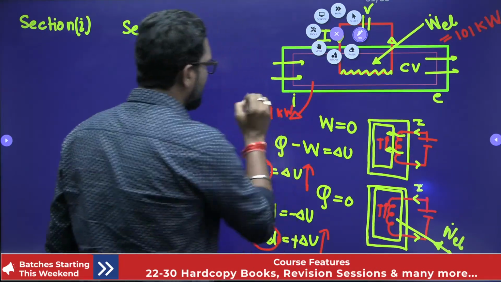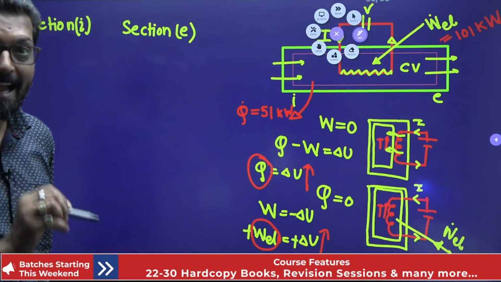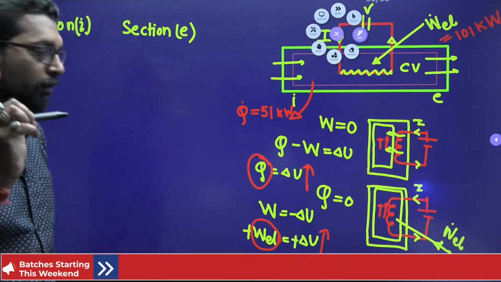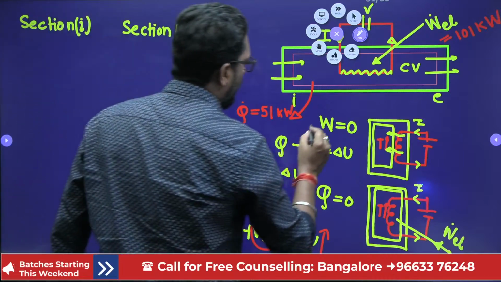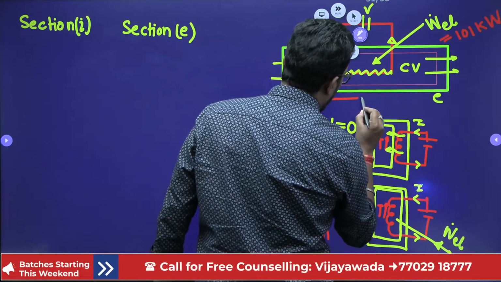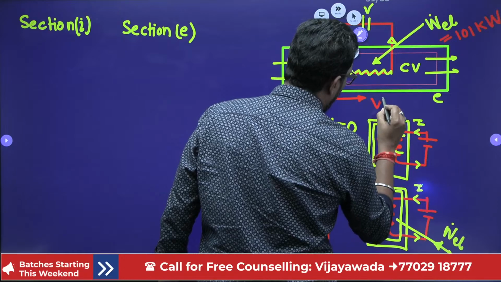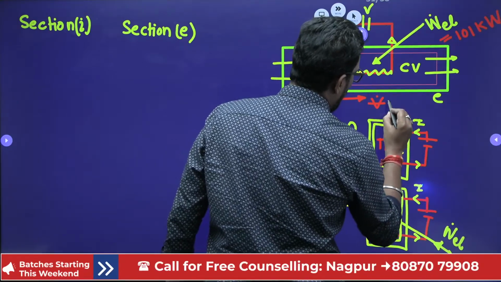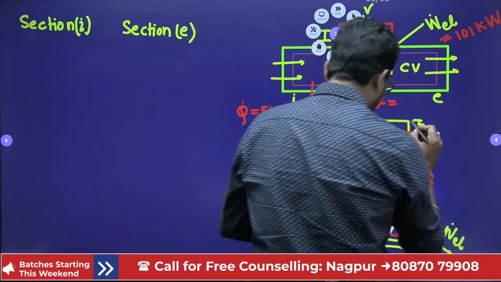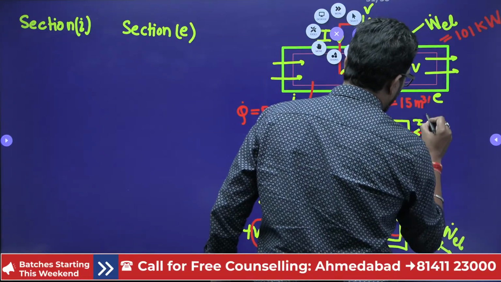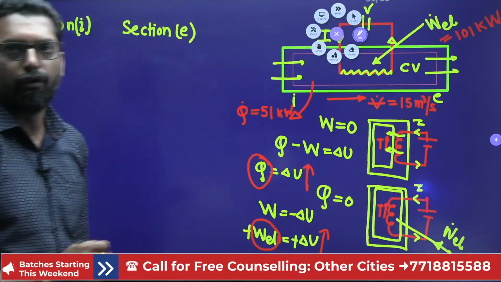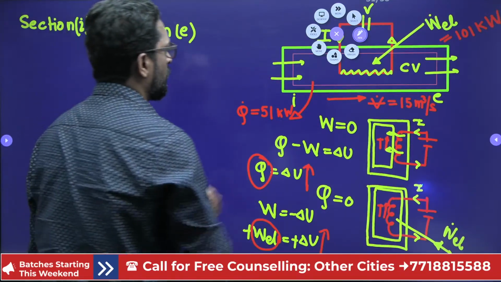Mind it, this is per unit time, not per unit mass. The heat loss is given, and the volume flow rate of the fluid flowing is also given. V dot is 15 meter cube per second. No problem at all.